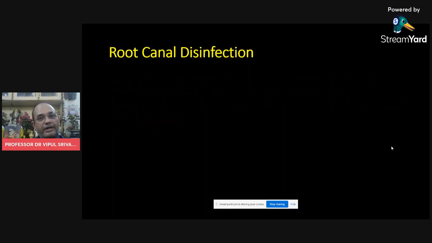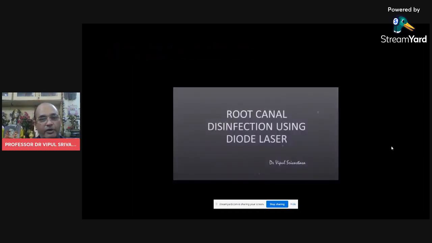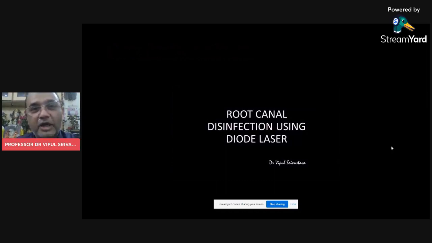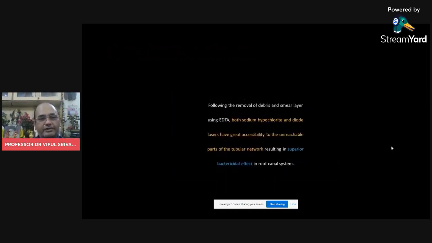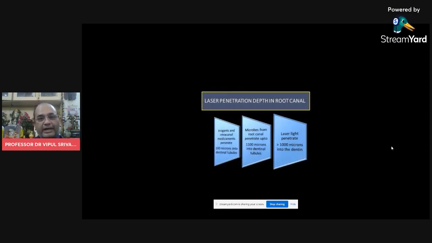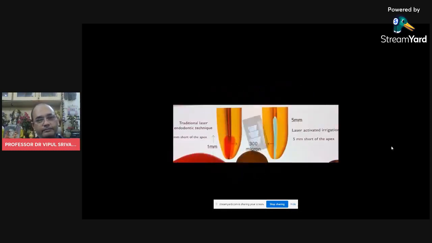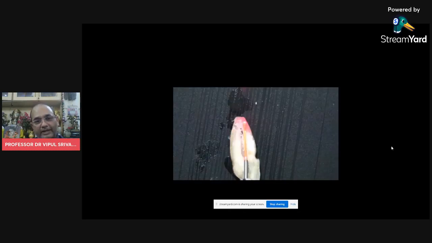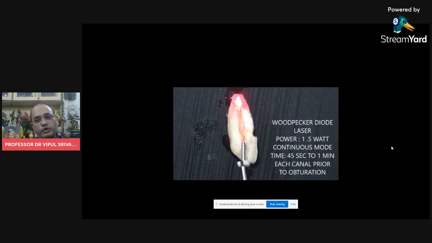Why? Because of more depth of penetration, it can go deeper into the dentinal tubules, and deeper into other areas like lateral canals. So I have a video which I want you to see where I've used 980 nanometer for root canal disinfection. After preparation of the root canal, just prior to obturation, there are two ways. Either I can use it in a dry canal, keeping 1 millimeter short of working length, or I can use it in a wet canal. This is the motion in which you are supposed to use it.